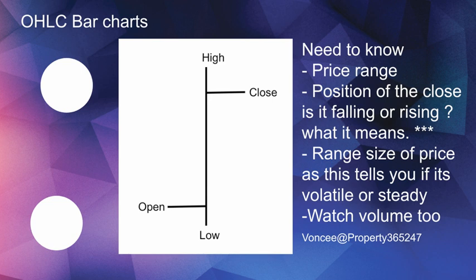So the range still remains. We've got the low and the high again. So you need to know the position of these bars, the close and the opening. Where are they on this straight vertical bar? Because this is very important. You need to be watching the volume. So we'll keep it simple again, very simple.